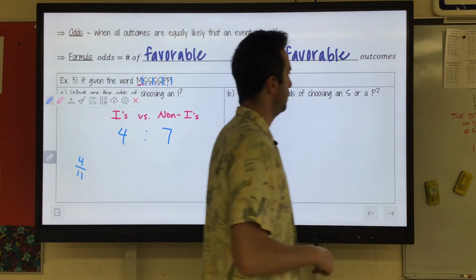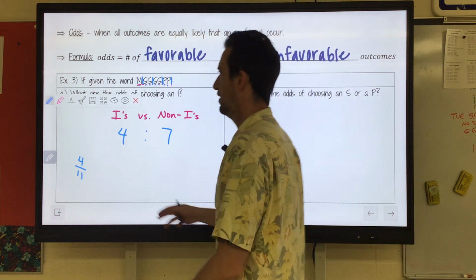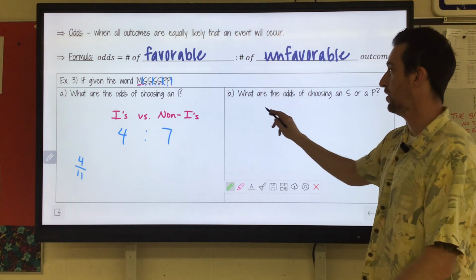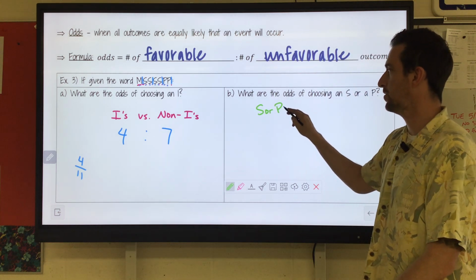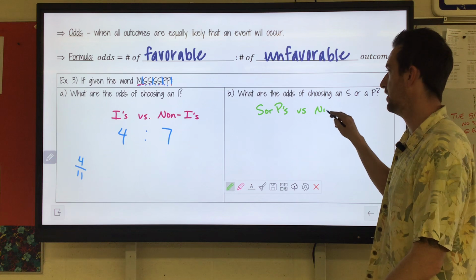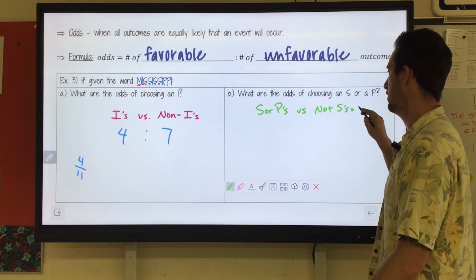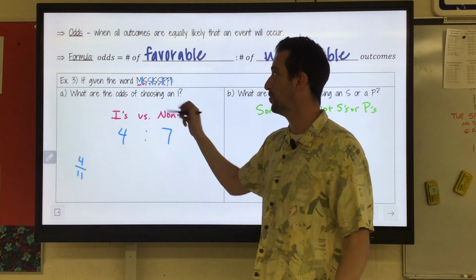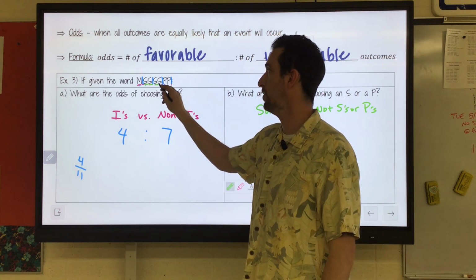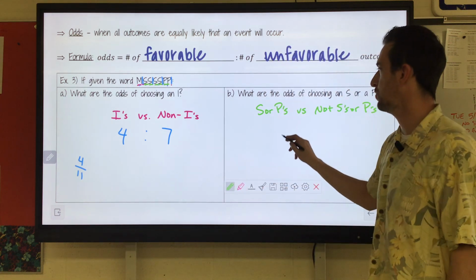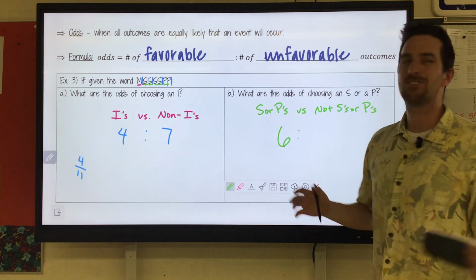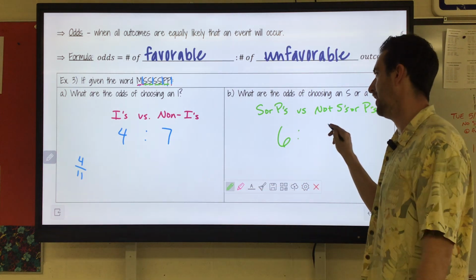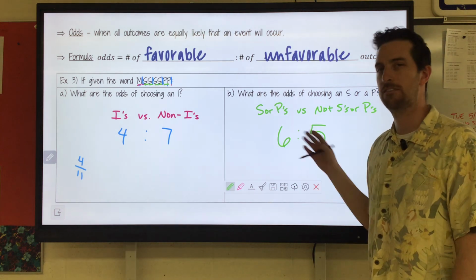What are the odds of choosing an S or a P? So we have to see how many of those are S's or P's. Here's our S's or P's versus not S's or P's. All right, so how many S's or P's do we have? We have 1, 2, 3, 4, 5, 6 S's or P's. If there's 11 total and 6 of them are S's or P's, that means 5 of them are not S's or P's. So it'd be 6 to 5.